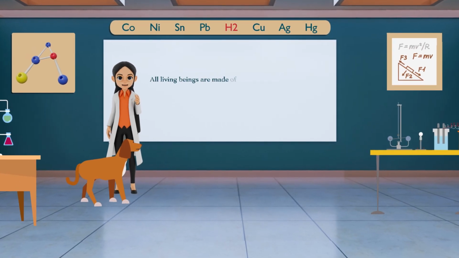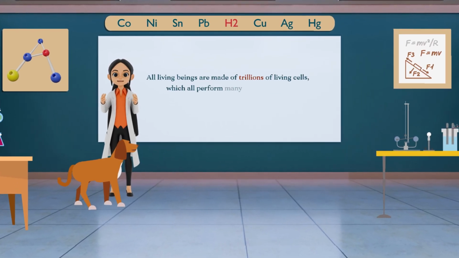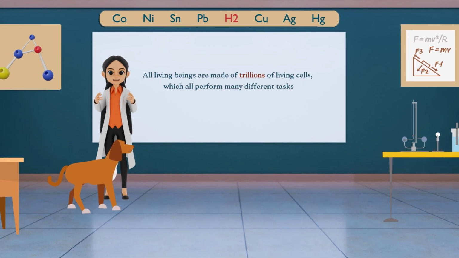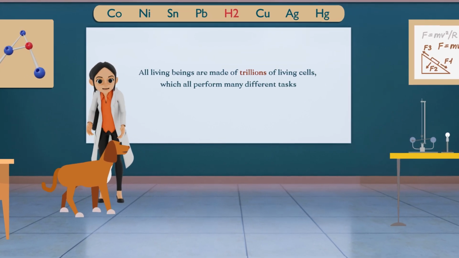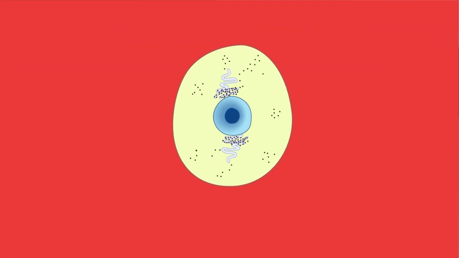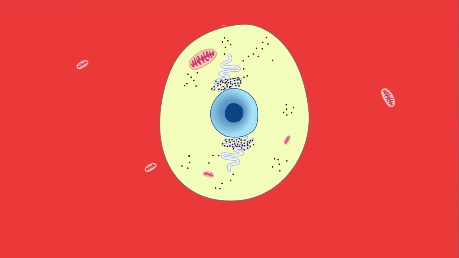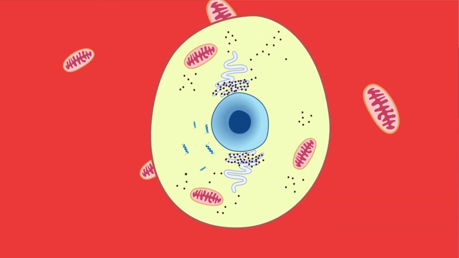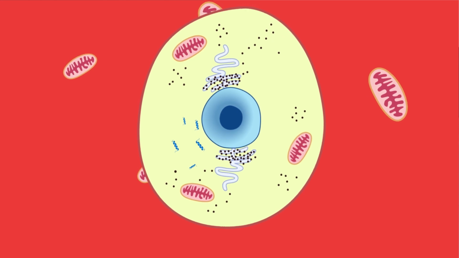All living beings are made of trillions of living cells, which all perform many different tasks. So let's have a closer look at the dog over there. We can see that its cells consist of a variety of different macromolecules such as amino acids, proteins, sugars and salts in a very narrow space surrounded by water.